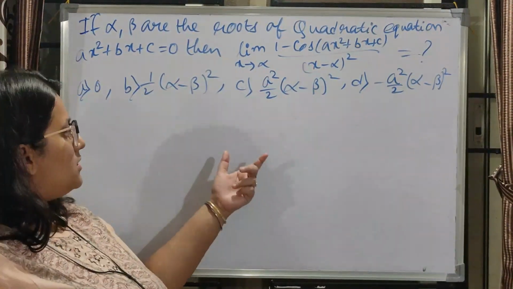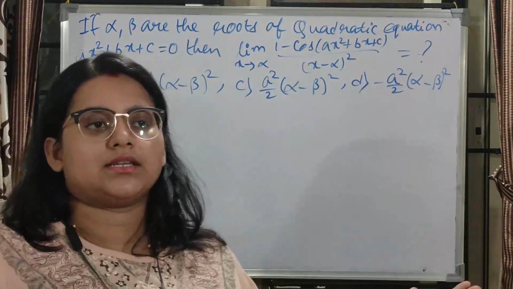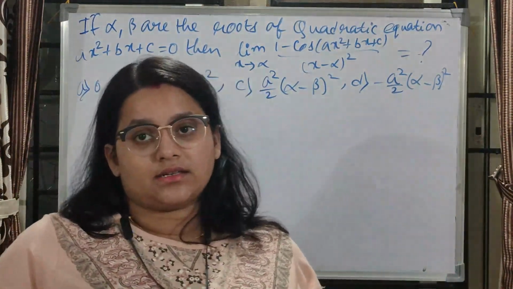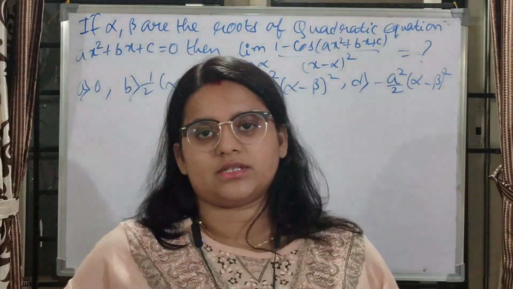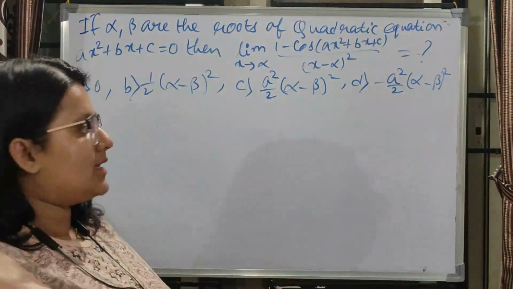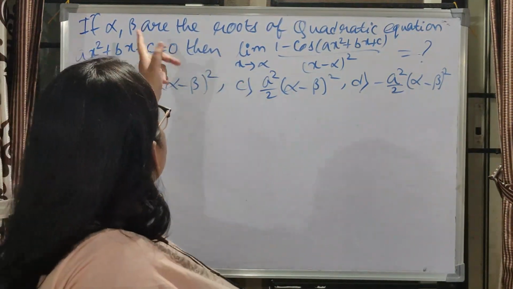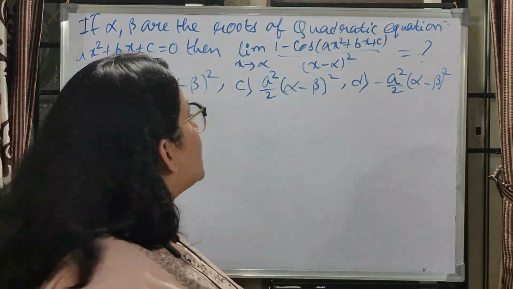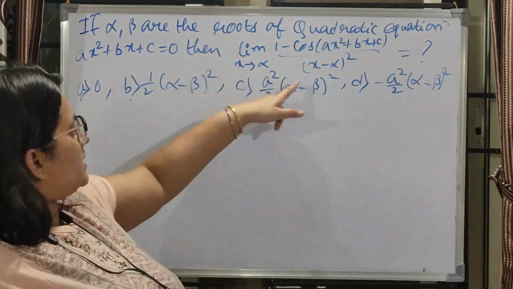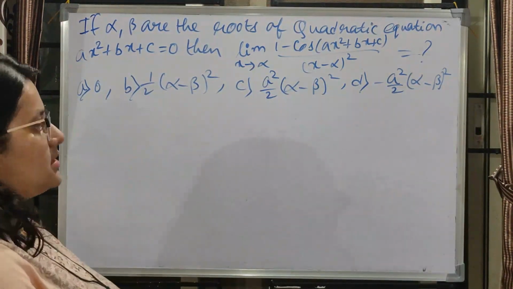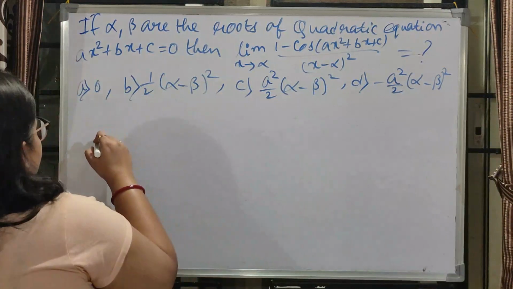Now we'll solve some questions which will be based on other than NCERT. That is, it will be basically based on competitive exams like JEE, NDA. For that kind of exam, it is given here: if alpha, beta are the roots of the quadratic equation ax square plus bx plus c, then you need to find the limit for this. Options are given here. So let's see, we'll use some easy tricks here.